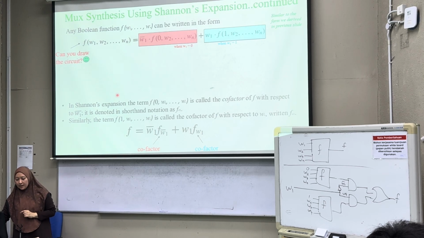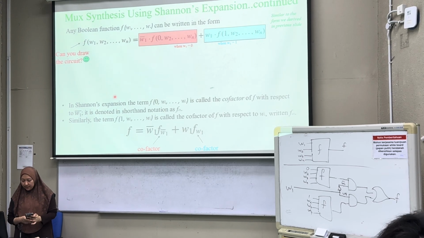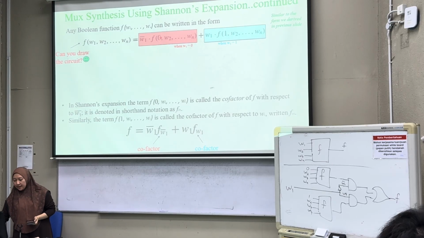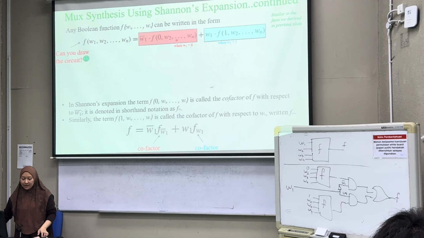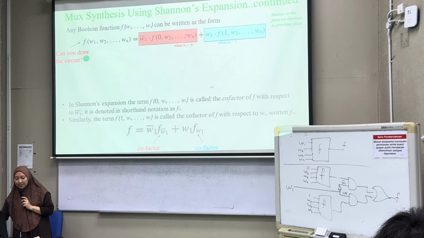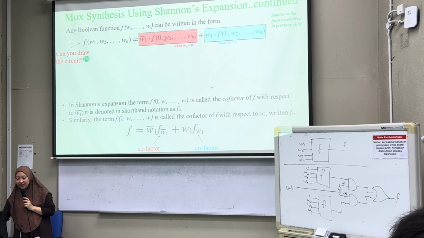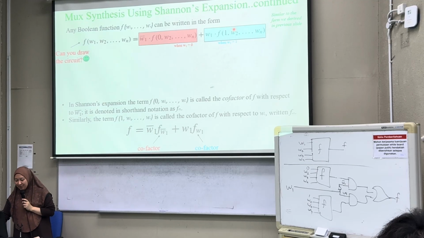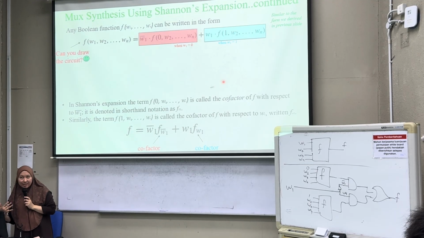Alright? So in Shannon expansion, what this term means is the expression when W1 is 0. You have to include W1 is 0 for this one, and for this one you have to include W1 is 1. I'm going to show an example in a moment. Just now it's only the definition.